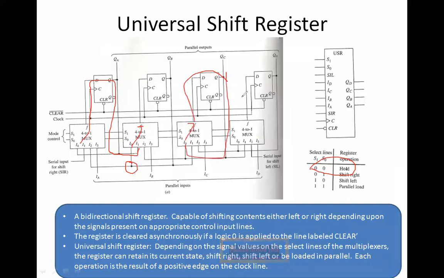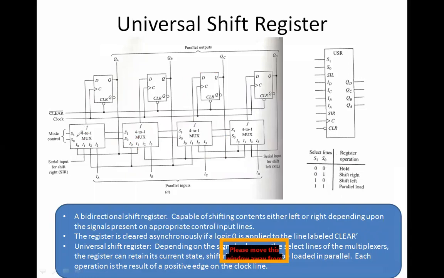No, sir. Okay. So here the output ultimately is connected to I naught. So I naught means it is holding the value. Fine. Now let us go with 0, 1. 0, 1 means what? Shift right.